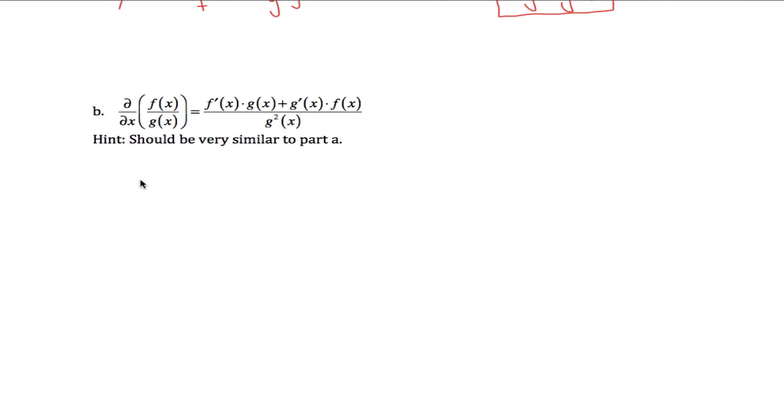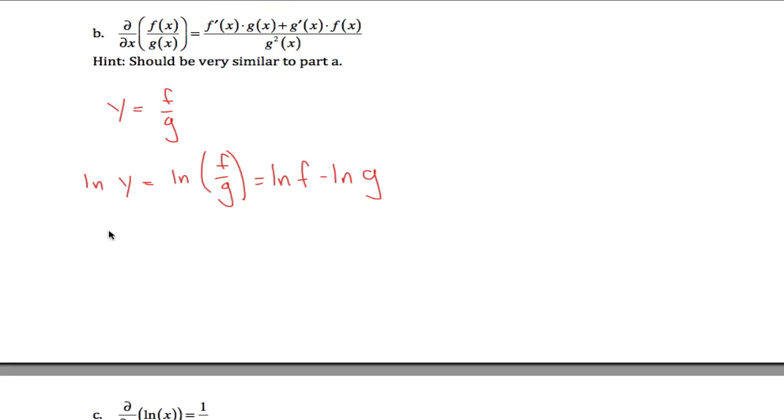Okay, part B says do the exact same thing, but now with the quotient rule. Probably go a little bit quicker this time because it'll be very similar to the above, as the hint says. We don't know the derivative of f divided by g, but what we can do is get rid of that quotient by first taking the natural log of both sides and then recognizing that the natural log of a quotient is the same as the difference of the natural logs. And this is really good. We can take the derivative of the left and the right hand side and get 1 over y times y prime equals 1 over f times f prime minus 1 over g times g prime.